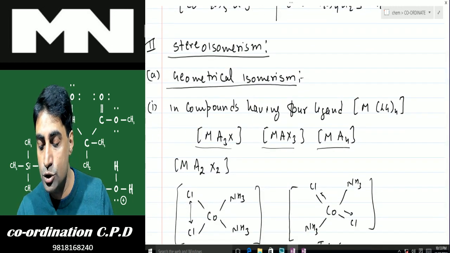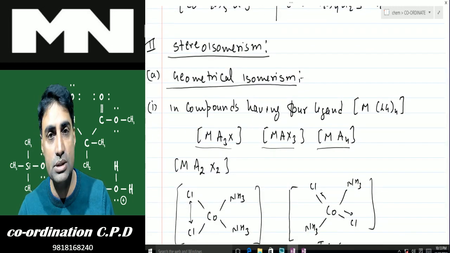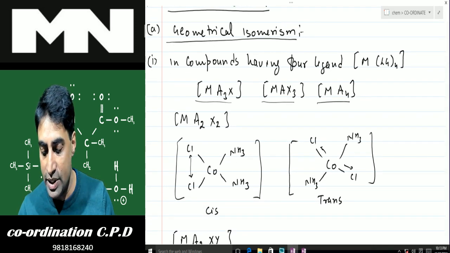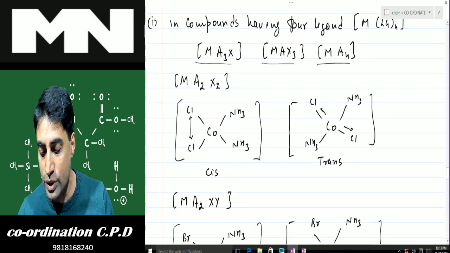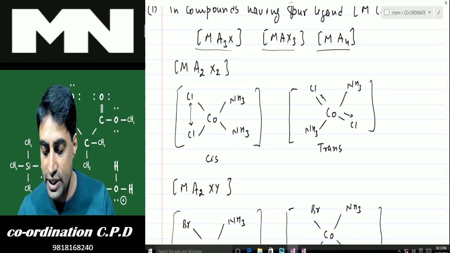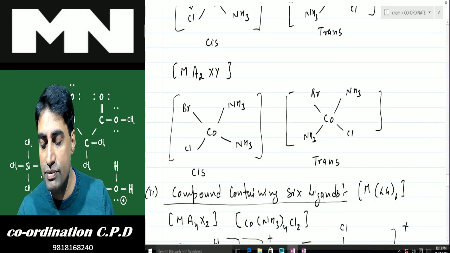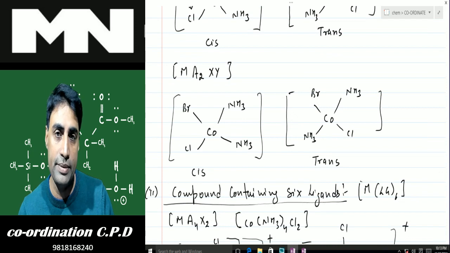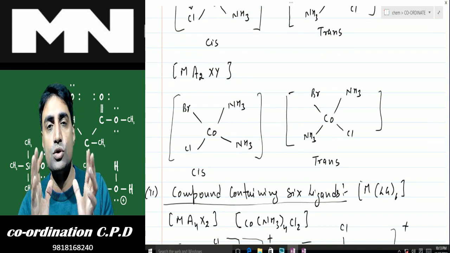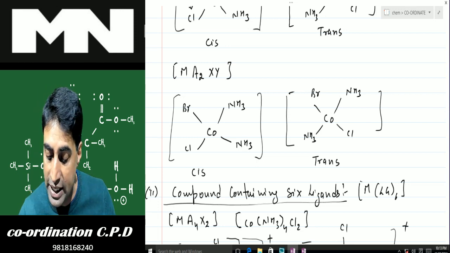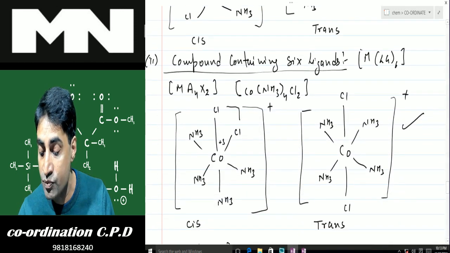In stereoisomers, there is geometrical isomerism, that is cis and trans. If we talk about compounds having 4 ligands, we can have complexes like MA2X2 type, like [Pt(Cl)2(NH3)2] type. If the like groups are on the same side, we have cis, otherwise trans. We can also have the compound MA2XY, so we'll put our emphasis on A2. If both the A are on the same side, it is cis. If both the A are on opposite sides, it is trans.